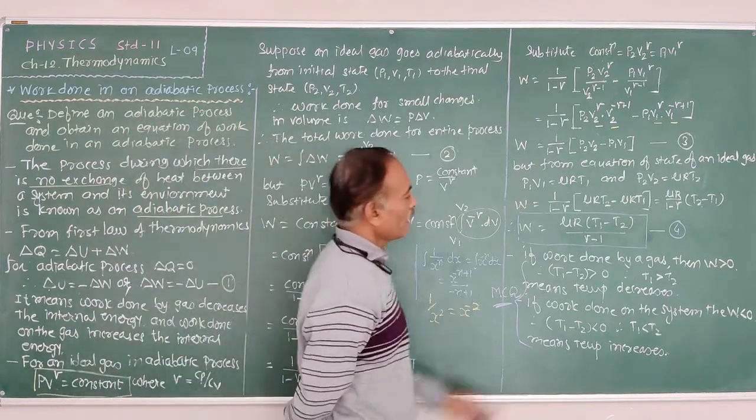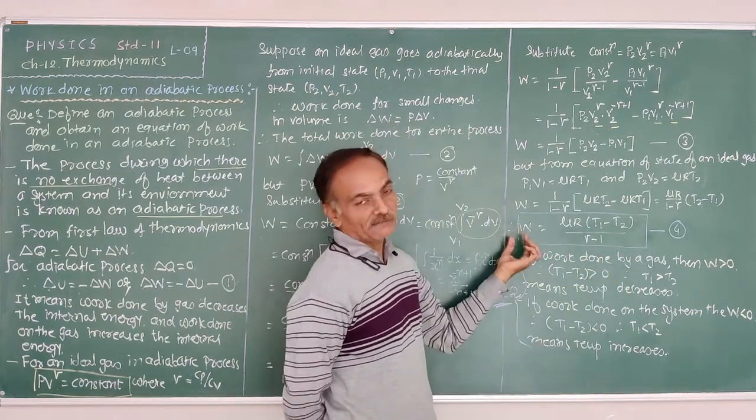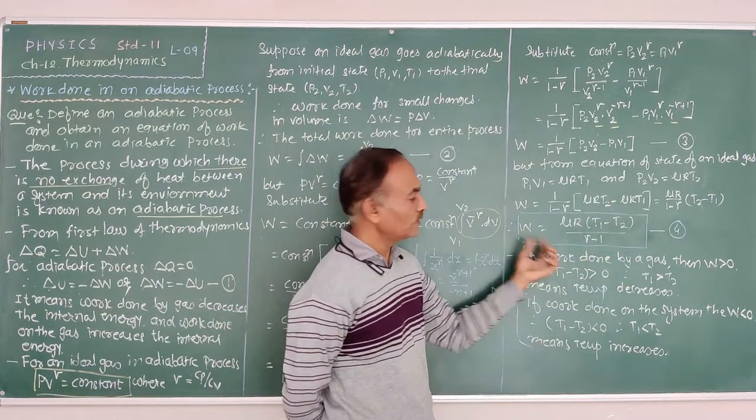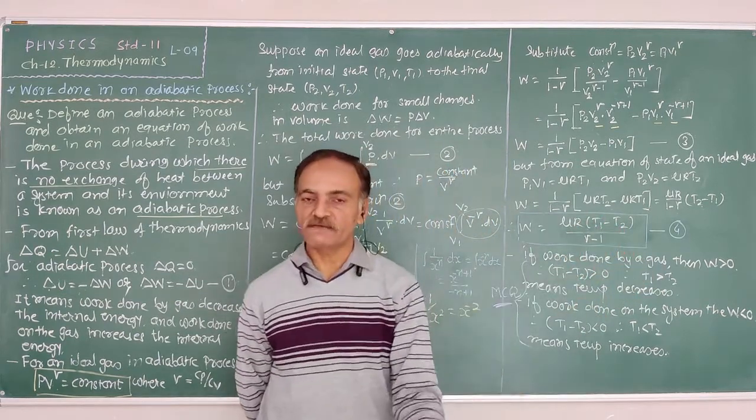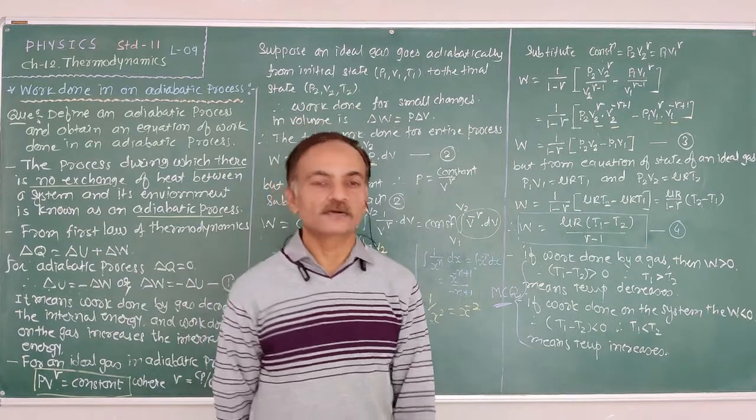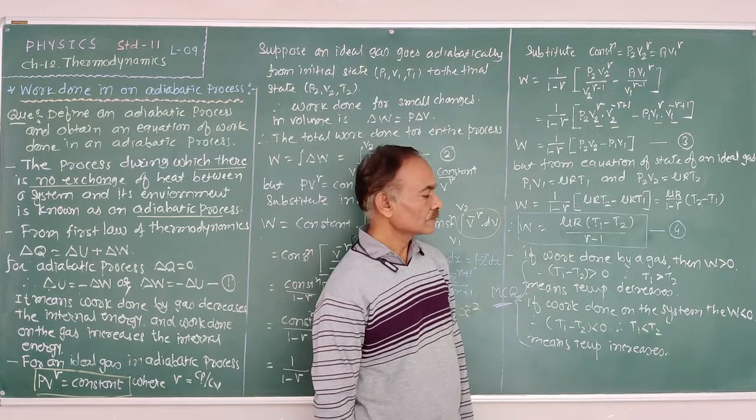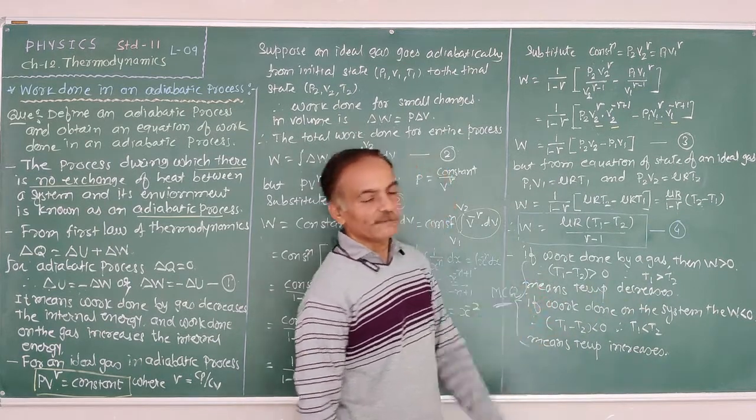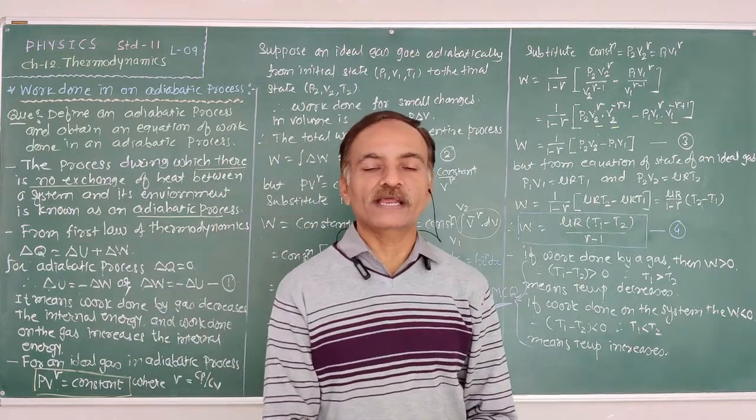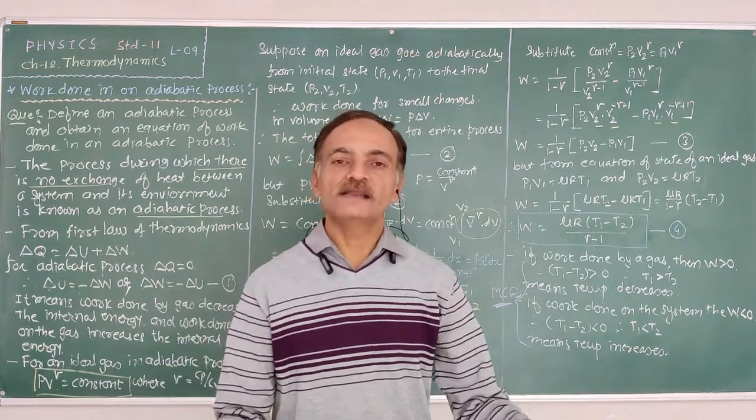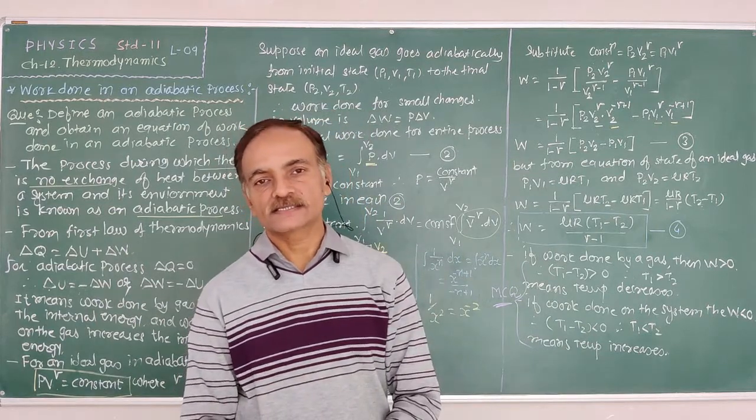Now, from this equation, if the work is done by the gas, that means the work done is positive, W is greater than 0. So on the right-hand side of this equation, T1 minus T2 is greater than 0. That means T1 is greater than T2. Therefore, the temperature decreases. That means if the work is done by the system on the environment, the system expands, the work done is positive, and the temperature of the system decreases.